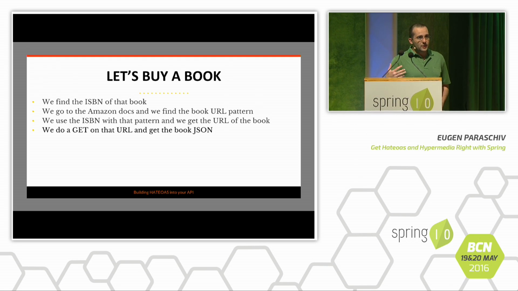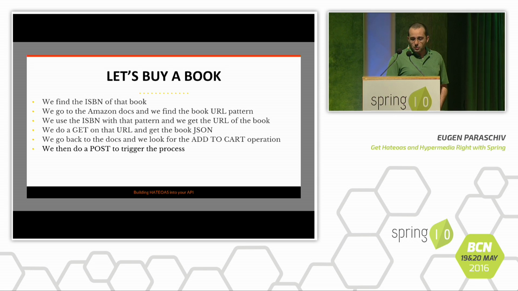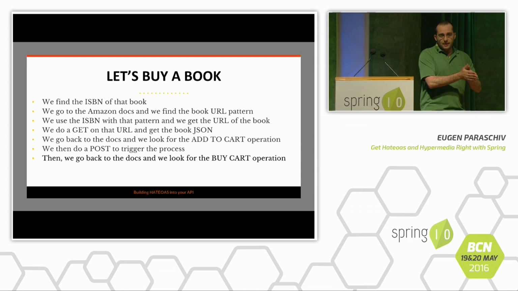We do a GET. We get the actual JSON of the book. We go back to the documentation. We look for the add to cart operation. We do a POST. We trigger that add to cart. So it's a convoluted process, as you can see. You go back to the documentation. You look for the buy operation, now that the book is in the cart.